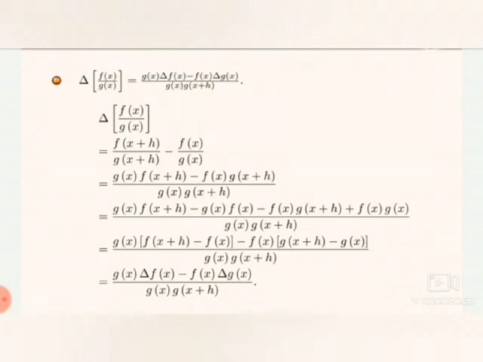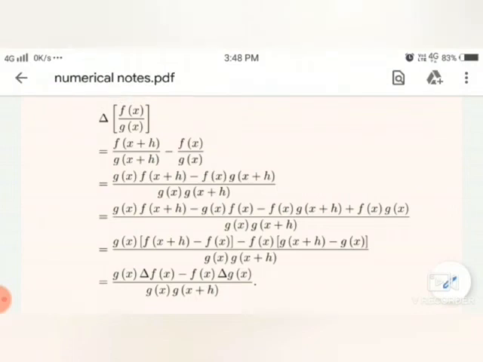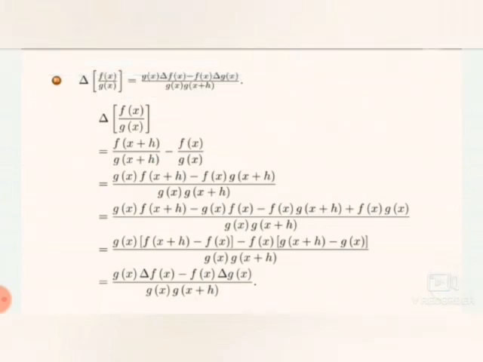Here g of x and g of x are common in the first two terms, so I have taken g of x as a common value, and the remaining is written in the bracket: f of x plus h minus f of x. Minus, then the common function is f of x, and the remaining is written in the bracket: g of x plus h minus g of x. Okay, so I have taken two different common values in the two terms, and the denominator is as it is, g of x and g of x plus h.